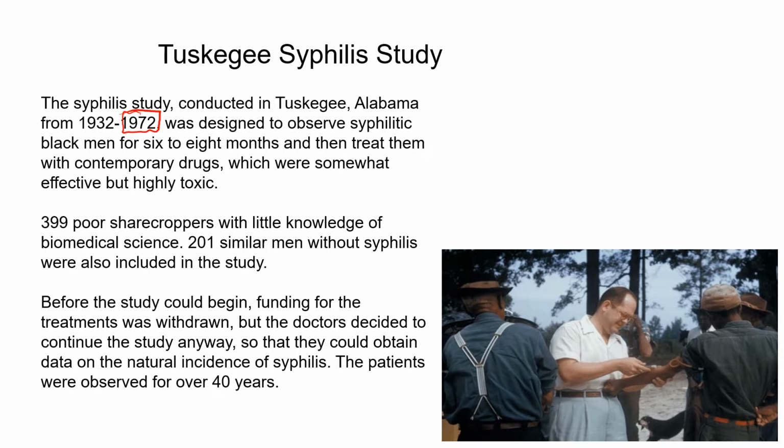So 399 poor individuals with little knowledge of biomedical science, and 201 similar men without syphilis were also included. Basically, before the study could begin, funding for the treatments was withdrawn. So this whole thing up here that they were going to treat them with contemporary drugs, now some of them did get treatments, various different treatments, but the big point is funding for the full treatments was removed.